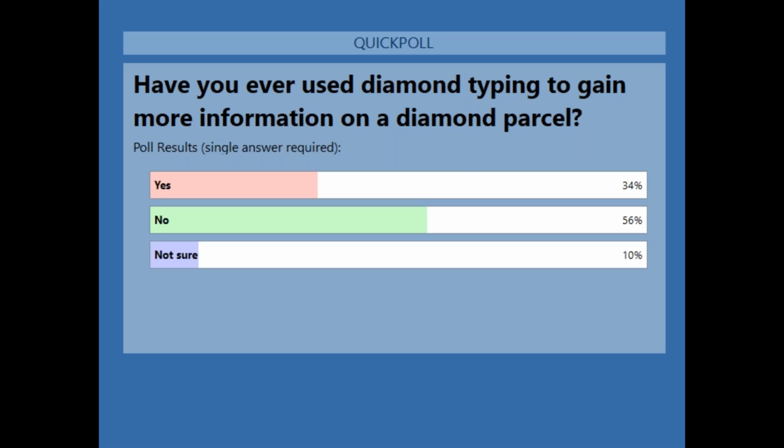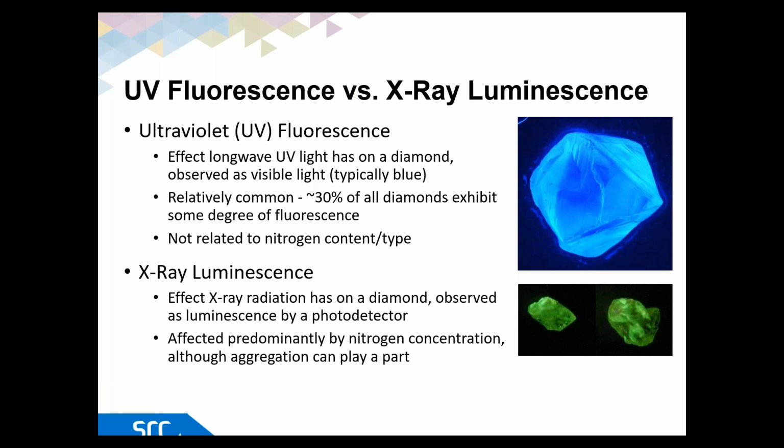Okay, so as we can see from the data of the poll question, there are some people that have typed diamonds and not everybody. And this really explains why ADS was started. It was to bridge that gap. The typing of the diamonds is typically more something that's carried out in academics, and we're just trying to now bridge that into industry.